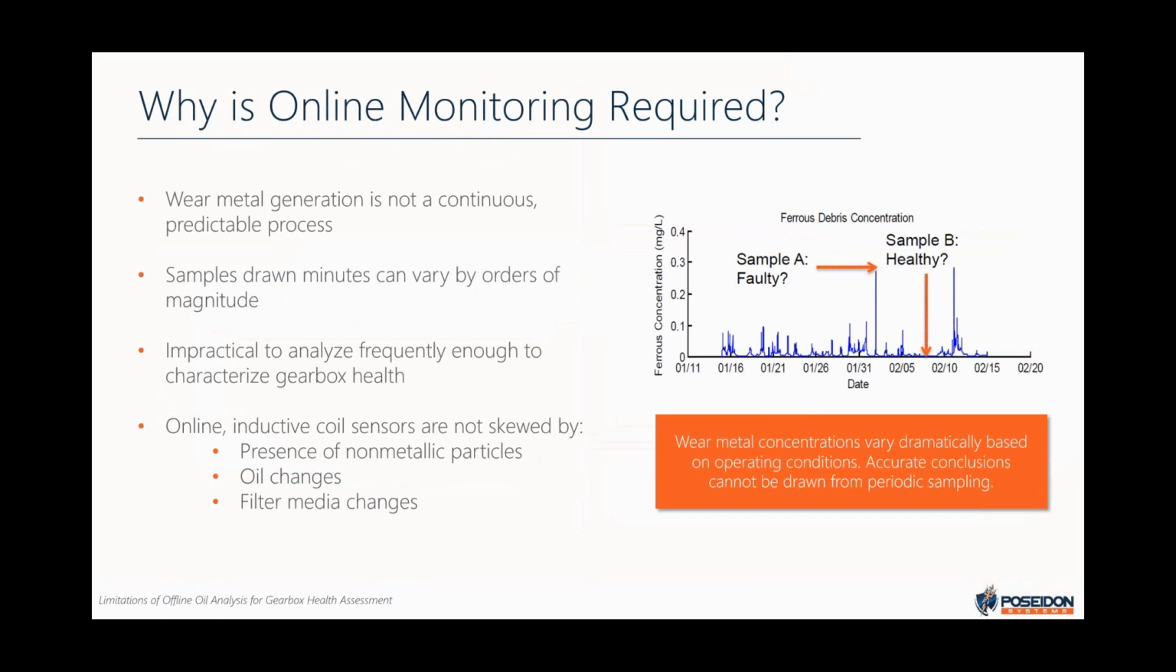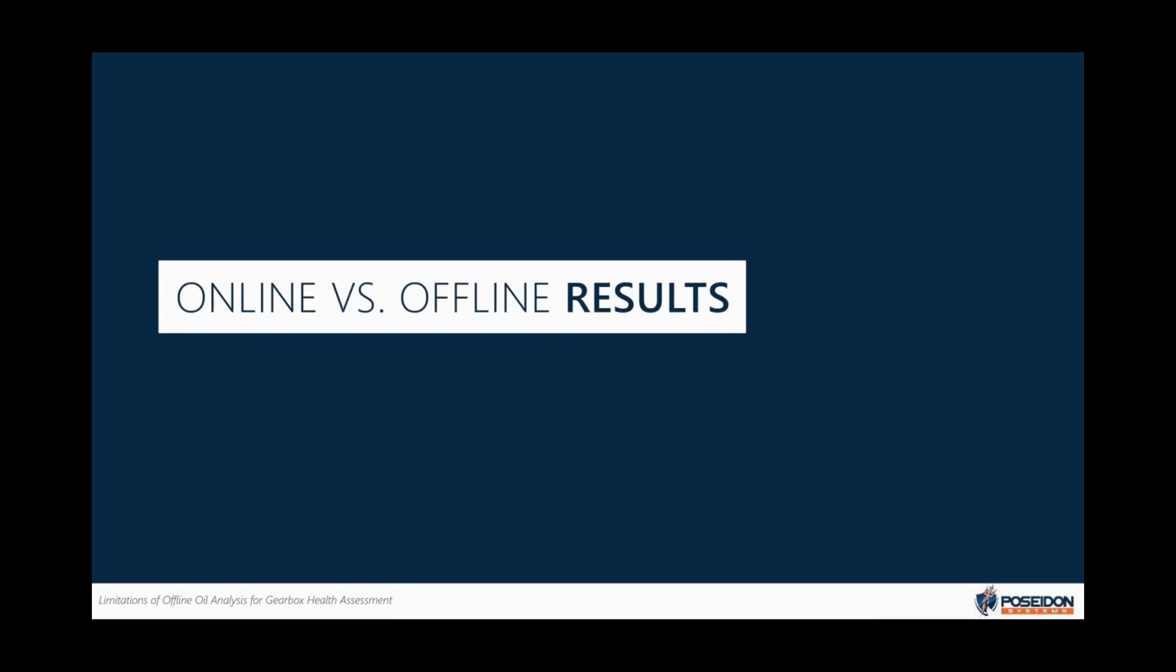An online monitor also doesn't become skewed with non-metallic particles such as dirt or dust, and the general trending of this concentration over time would not be affected by stuff like oil changes or filter changes. So now we can get into a single turbine specific example of online versus offline analysis with regards to a fault propagation.